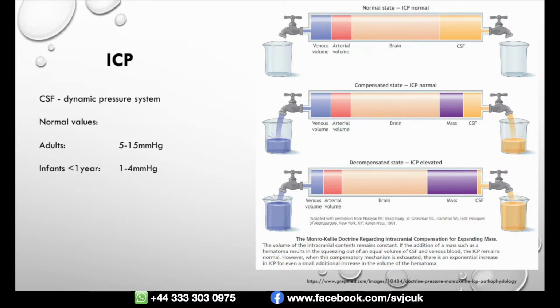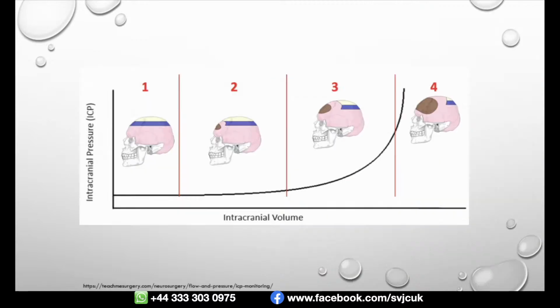Whenever you have an increase in one of these components, so as you can see in the middle of the three images, there is now a purple component which is representing a mass. So in order to maintain the intracranial pressure within the normal limits, some of the venous volume and some of the CSF has exited, and that's then allowed the pressure to remain the same despite having to compensate for this increased mass. If you then look at the bottom of the three images, you can see that the mass is increased in size and it's squeezing out even more of the CSF, even more of the blood volume, and this is now a decompensated state. So I'm going to show you in the next slide how this appears.